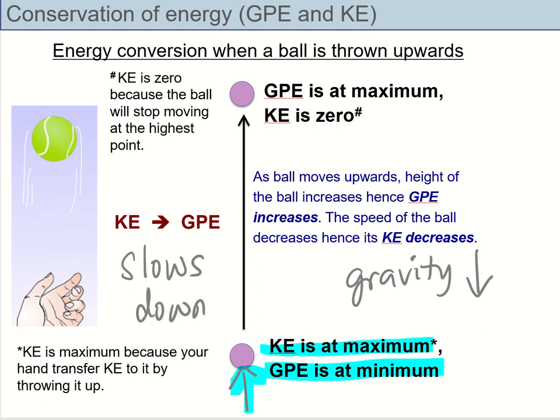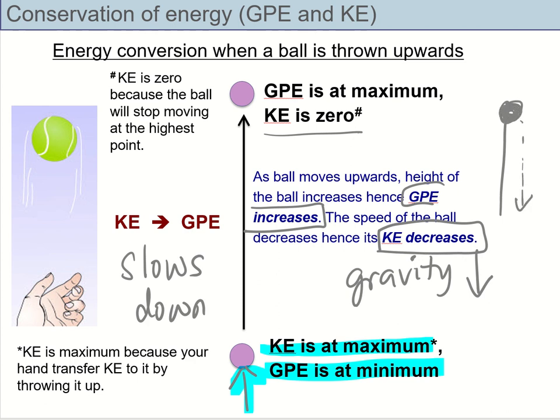As it slows down, the speed gets smaller and smaller. The kinetic energy also becomes smaller and smaller. But at the same time, the ball is going higher, so GPE will increase. Whatever is lost in KE will be the gain in GPE. And eventually, when you reach the highest point, KE is equal to 0, because at the highest point, the ball is not moving. So when you throw something up, when it reaches the highest point, it actually stops momentarily before it falls down again. So at this highest point, there is no speed. V equals 0, so kinetic energy equals 0.